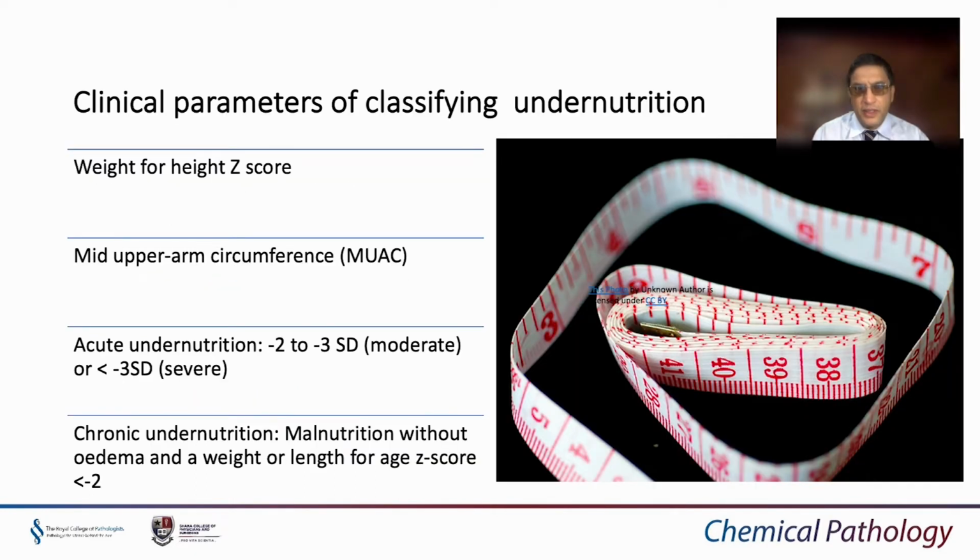The clinical parameters of classifying undernutrition include weight for height Z-score, mid-upper arm circumference, and classifying patients into acute and chronic undernutrition by identifying standard deviations. -2 to -3 SDs classify moderate, or less than -3 SDs severe acute undernutrition. Chronic undernutrition can be identified by malnutrition without edema and weight or length for age Z-scores of less than -2.